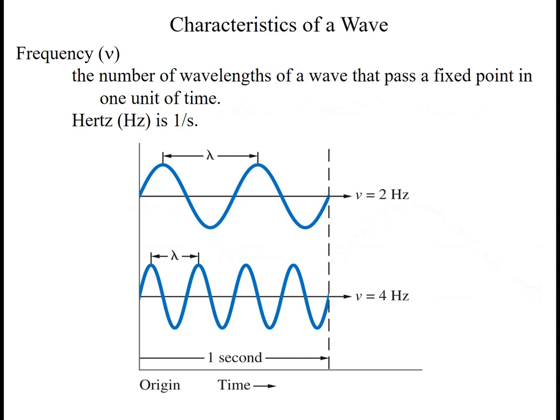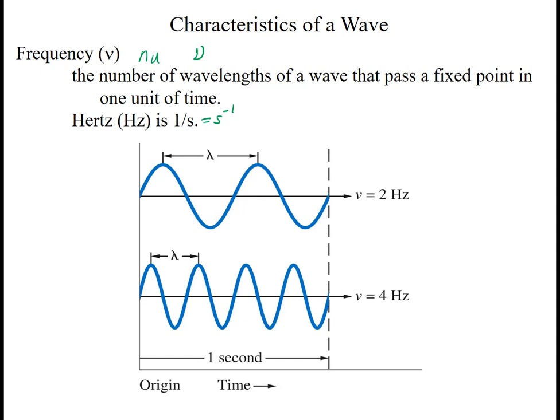Frequency is another characteristic, and it's symbolized by nu. These are Greek letters, okay? And I write it as kind of a funky looking v. And so it's the number of wavelengths that pass a fixed point in 1 unit of time. The units are hertz or per second, or 1 per second, or this also can be written as s to the minus 1. These two things right here are equivalent.